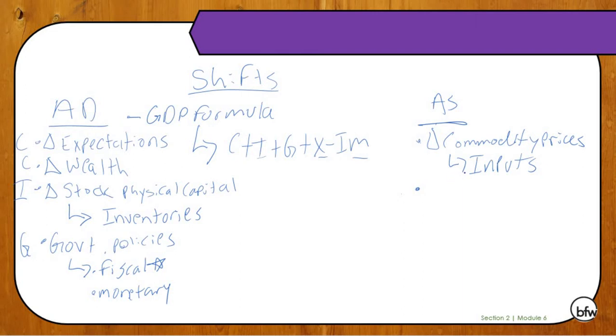Again, be thinking about it from the perspective of a business owner. A change in wages. This threw some people off when we were taking our quizzes today. Again, from the business perspective, if wages go down, they can hire more people and make more stuff. If they go up, they have to lay people off.